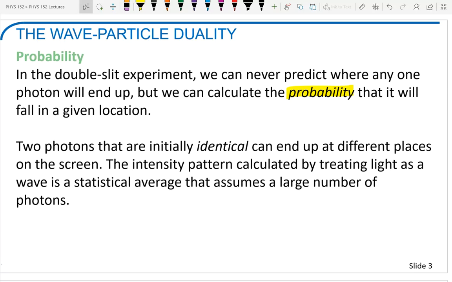Does that make sense to people? Because it's an important philosophical idea to lead us into quantum mechanics.